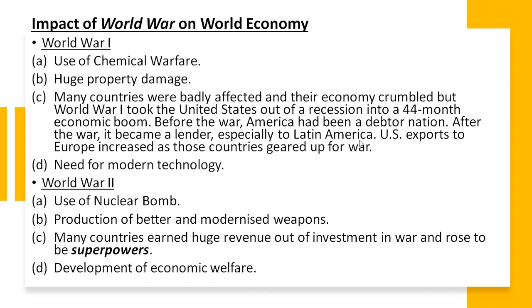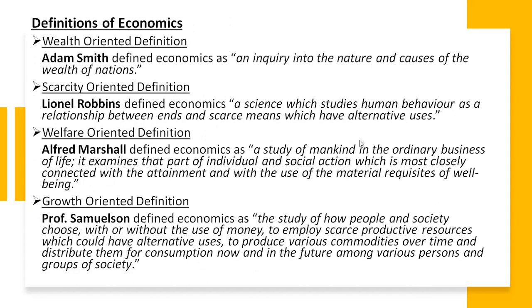After World War II was over, they had the nuclear disarmament agreement, and the UN was formed. After that, they talked about how there should be economic welfare in the world, and new economic theories were developed. Now let us see what those theories are. Before we go into the definitions of various economists, many other economists are also there, but these main four definitions of Adam Smith, Lionel Robbins, Alfred Marshall, and Professor Samuelson are seen as the main definitions of economics.